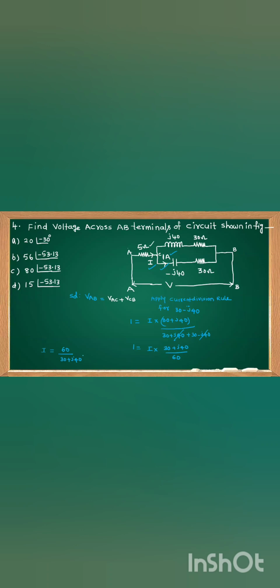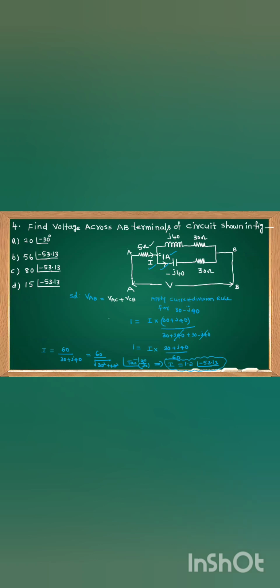Then 60 by square root of 30 square plus 40 square at angle of tan inverse 40 by 30. We have to simplify this one. By simplifying this, I equal to 1.2 at angle of minus 53.1. I equal to 1.2 at angle of minus 53. This is the angle.